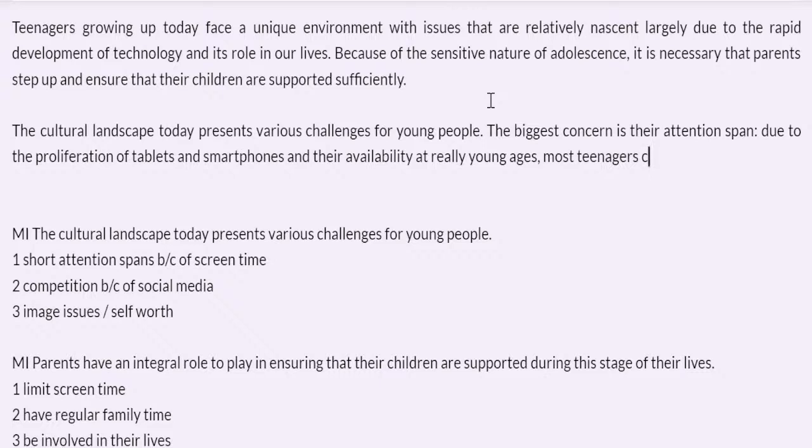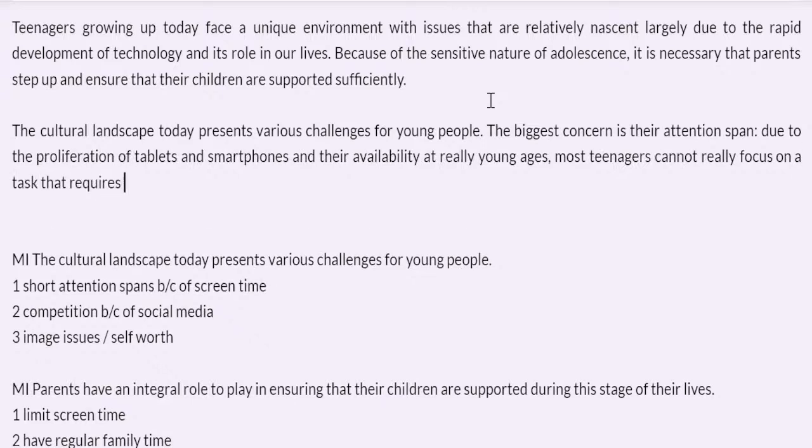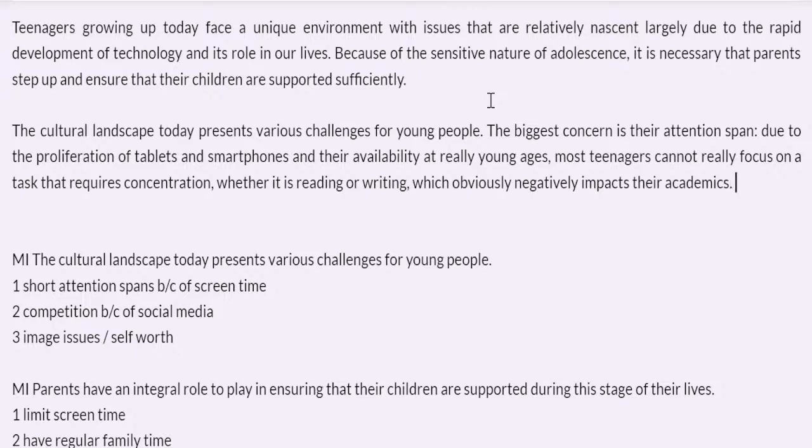So most teenagers, okay, let me read my sentence once again. The biggest concern is their attention span. Due to the proliferation of tablets and smartphones and their availability at really young ages, most teenagers do not really have the attention span necessary. Most teenagers cannot really focus on a task that requires concentration, whether it's reading or writing, which obviously has a negative impact on their academics, obviously. Not just your academics, but even your life.